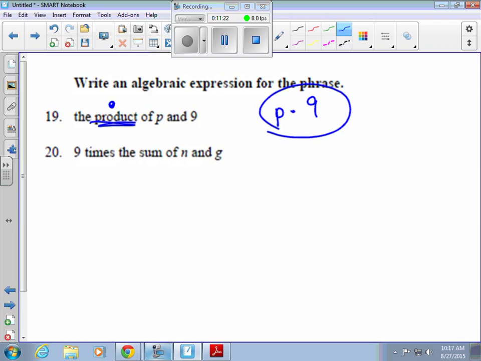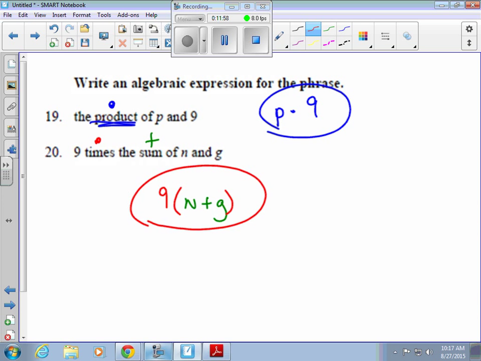9 times the sum of N and G. You know what times is. That means multiply. You need to know what sum is as well. Sum means plus. So the sum of N and G, N plus G, times 9. Remember, your order of operations tells you, though, it doesn't matter where you put the 9. If you put it up front or if you put it in the back, there's no way to get N plus G first in the order of operations unless you group N and G together with a grouping symbol or parentheses. So right here, 9 times the sum of N and G, N plus G.